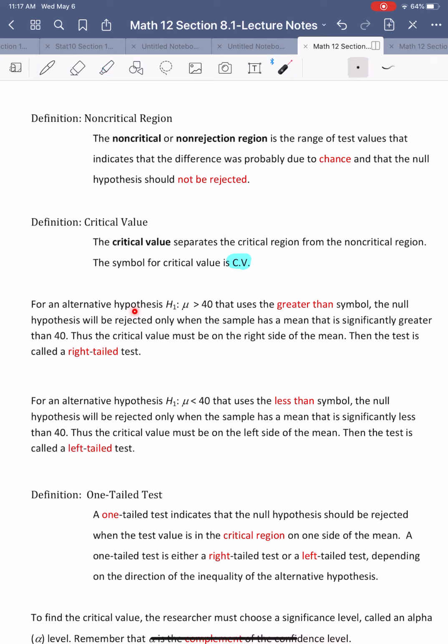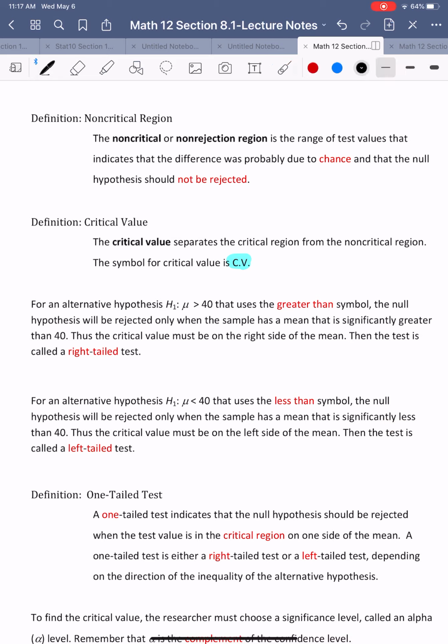The alternative hypothesis, H1, is mu is greater than 40, which uses the greater than symbol. The null hypothesis is rejected only when the sample has a mean that is significantly greater than 40. Thus, the critical value must be on the right side of the mean. This test is called a right tail test. For the alternative hypothesis H1, mu is less than 40, use a less than symbol.